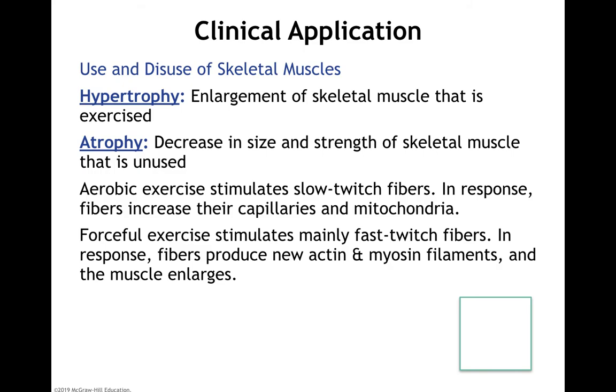Aerobic exercise is going to stimulate slow twitch fibers. In response, the fibers increase their capillaries and mitochondria, whereas strength training, forceful exercise, stimulates fast twitch fibers. In response, those fibers produce new actin and myosin filaments, and the muscles enlarge. A healthy individual should balance the aerobic and weight training.